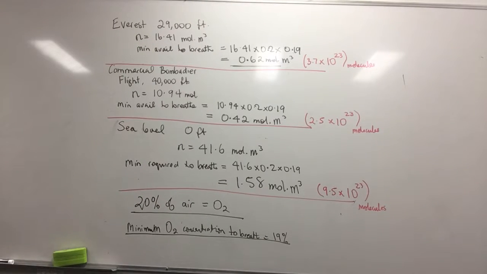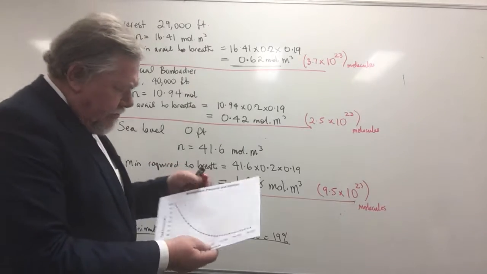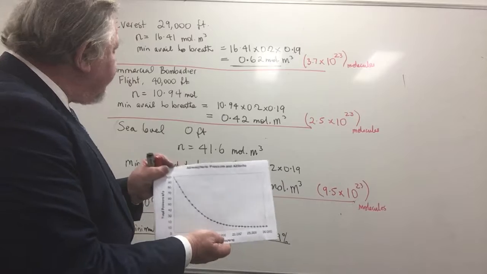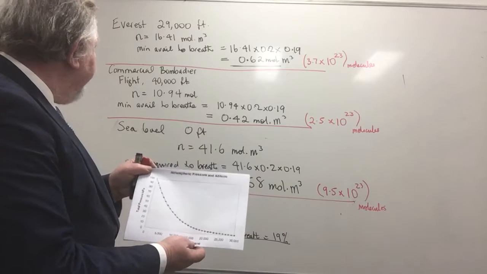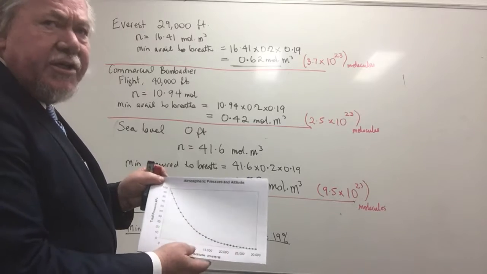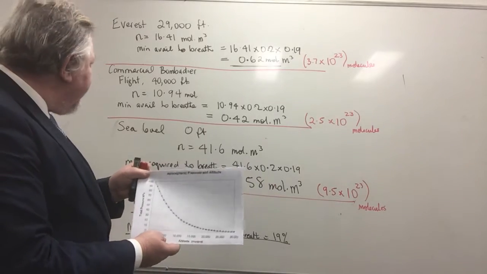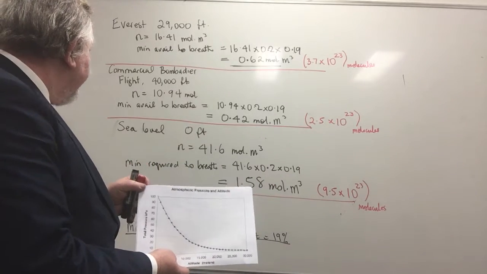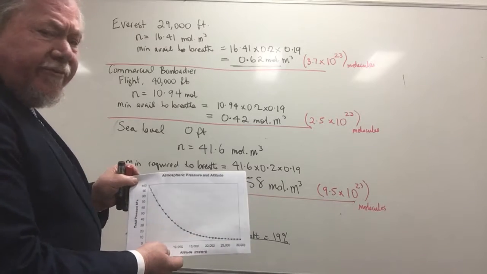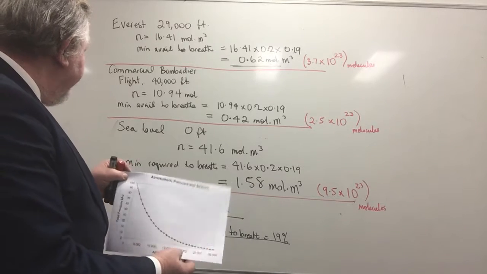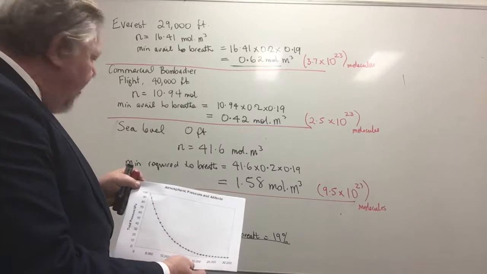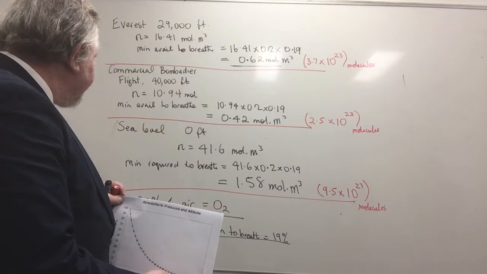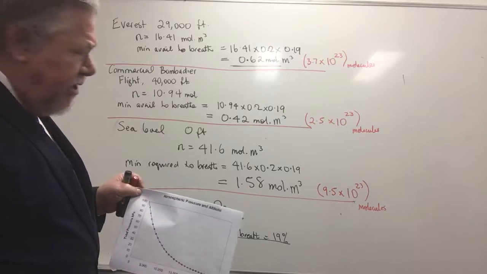Now, so what we did was, just to show it again, we had a look at what the pressure would be at the top of Everest. What would it be if we were flying in a commercial jet, for instance, a commercial Bombardier flight at 40,000 feet, and what would it be at sea level?